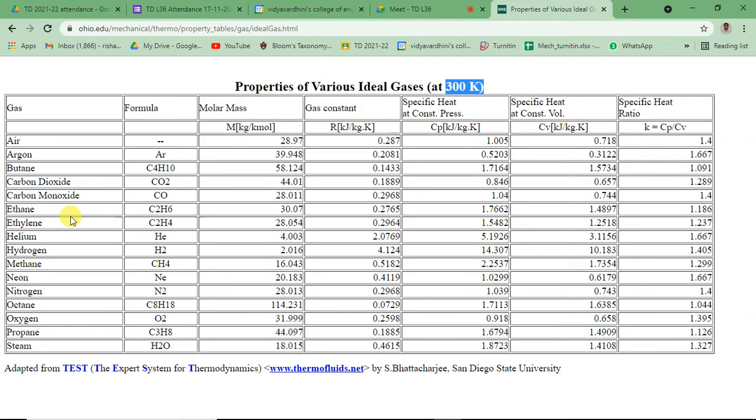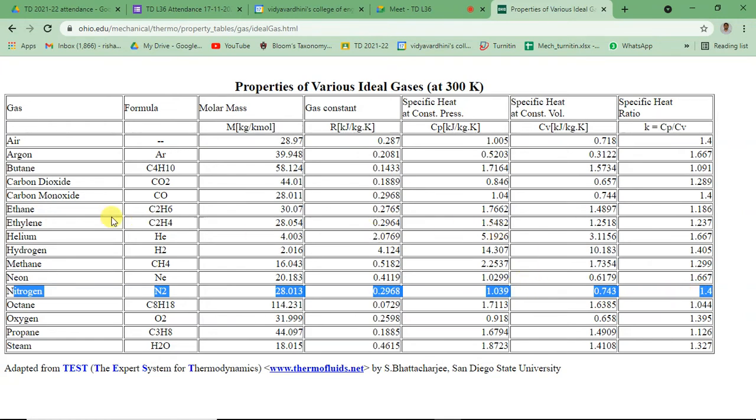Next, if you consider nitrogen N2, here also you can observe gamma value is 1.4. So in numericals, if it is mentioned in thermodynamics that gamma value is not given but nitrogen is mentioned, then you should assume the gamma value of nitrogen as 1.4. So you have to remember for diatomic gases, gamma is 1.4.